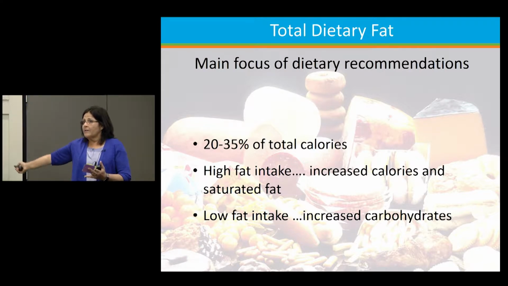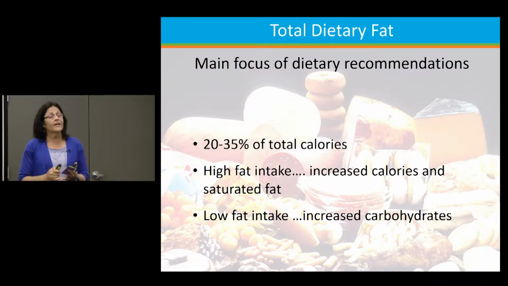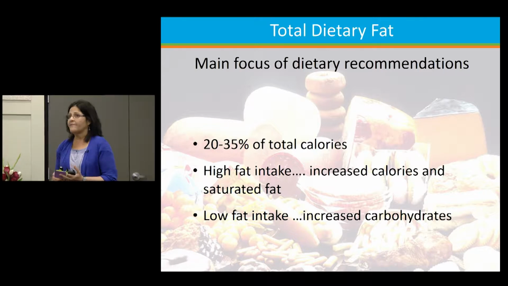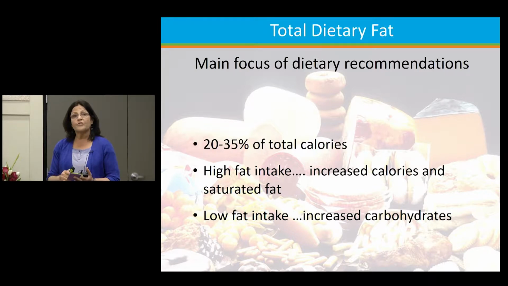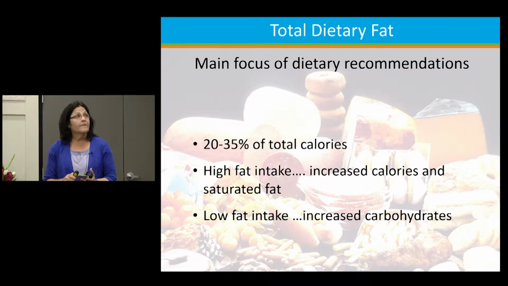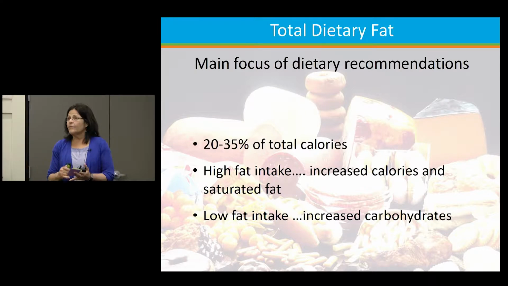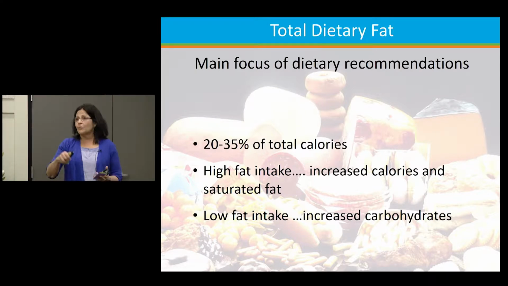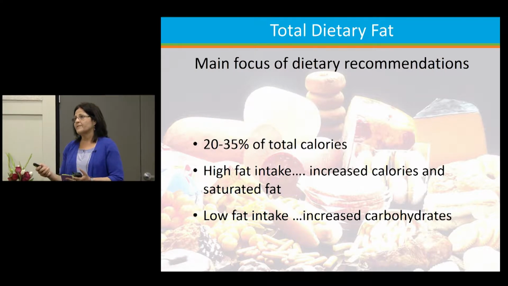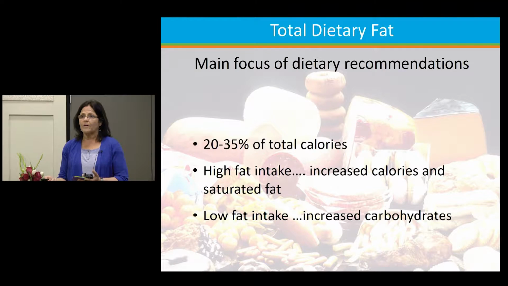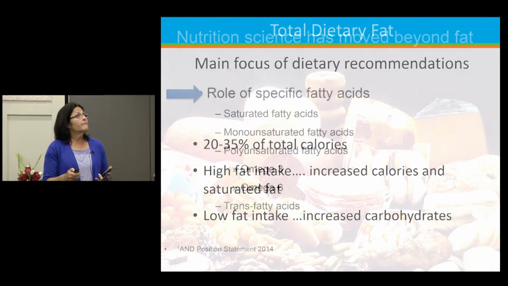Why don't we go higher? Because with a high fat intake, we have a lot more calories, and saturated fat usually goes with it. So those are the two things we're concerned about. Low fat intake, if we go down to the real extremes below 20, we start having higher intake of carbohydrates, which can have some of its own issues, especially if they're simple carbohydrates. So again, what we need to worry about is when people do extremes of any of this.